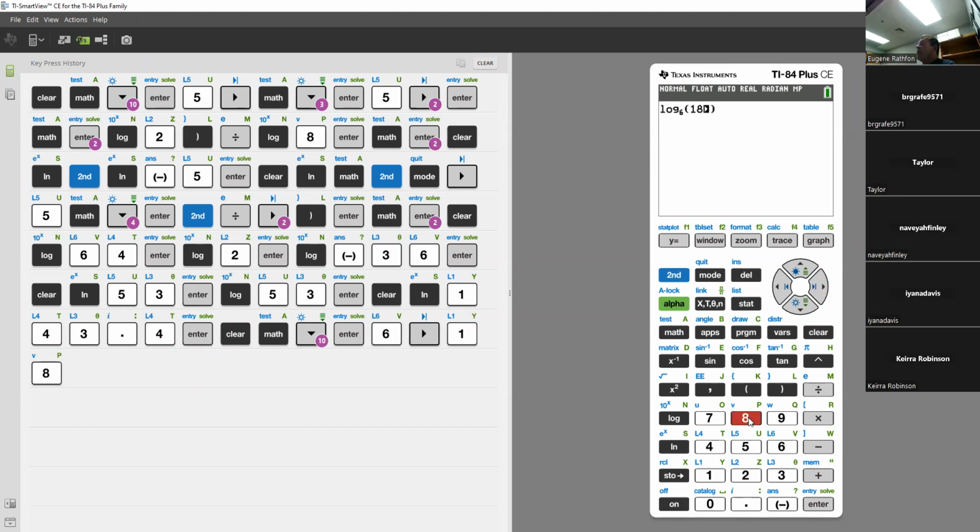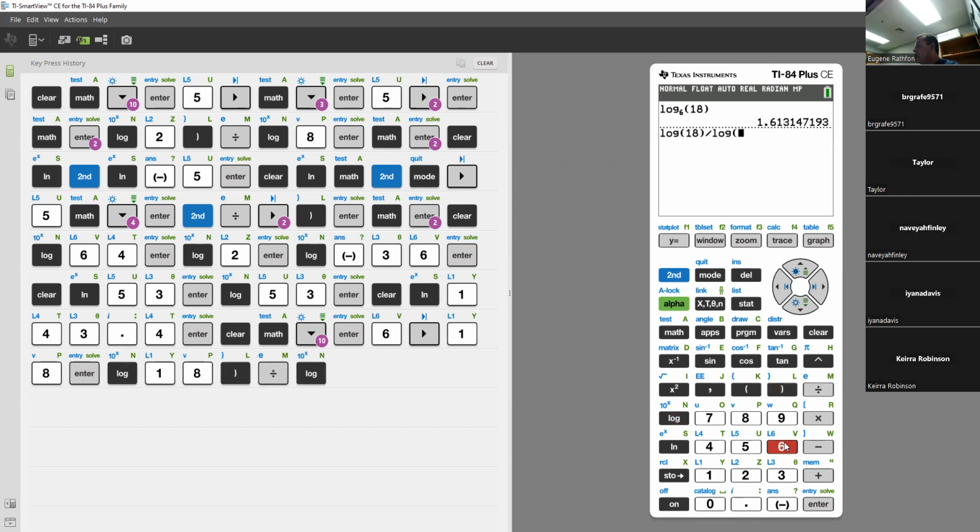So this is one method if you've got a newer calculator. That's going to give me a 1.6131. So Davis, I'm going to go with you because you're rounded off perfect. Now remember, the other way would be to do the log of 18, close parentheses, divided by the log of 6, close parentheses, and hit enter.